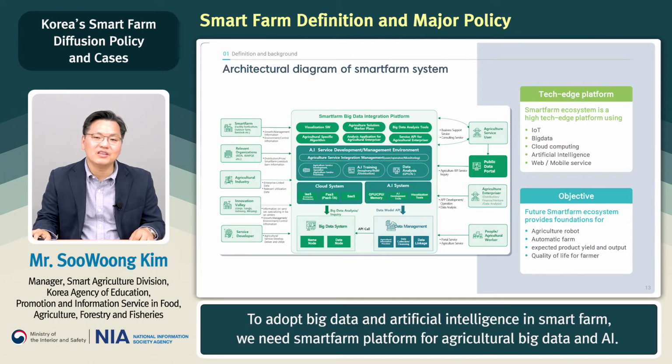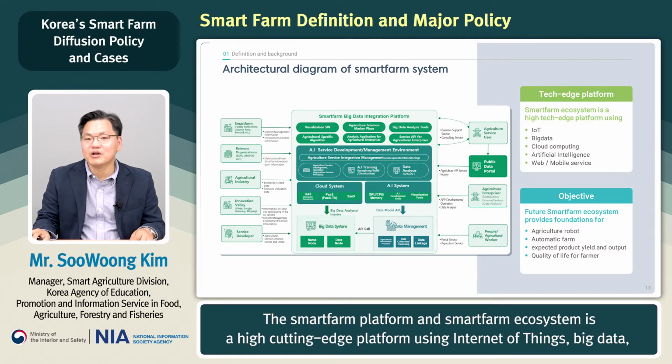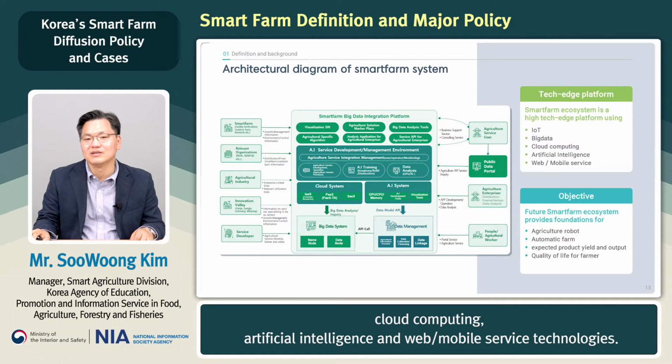To adopt big data and artificial intelligence in smart farm, we need a smart farm platform for agricultural big data and AI. The smart farm platform and the smart farm ecosystem is a cutting-edge platform using Internet of Things, big data, cloud computing, artificial intelligence, and web and mobile service technologies.